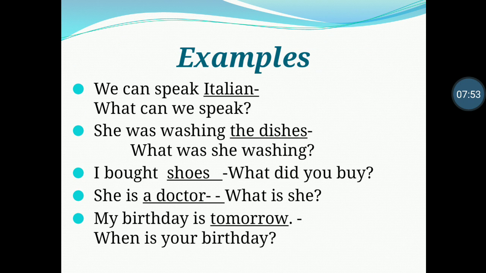If you look at these examples, we can speak Italian. Italian is the object, so we have to find the appropriate WH word for the object Italian. What can we speak? What is the appropriate WH word? Like that, if you closely read the sentence, you can easily find the correct WH word for the objects. Then once you find the objects, you can easily frame the WH questions.